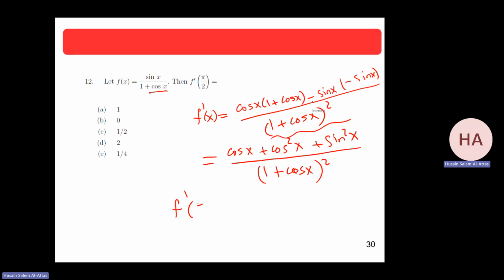So f prime at pi over 2, I can do it quickly. Cosine pi over 2 will be 0. This is plus 1 over 1 plus 0 squared, and the answer is 1.